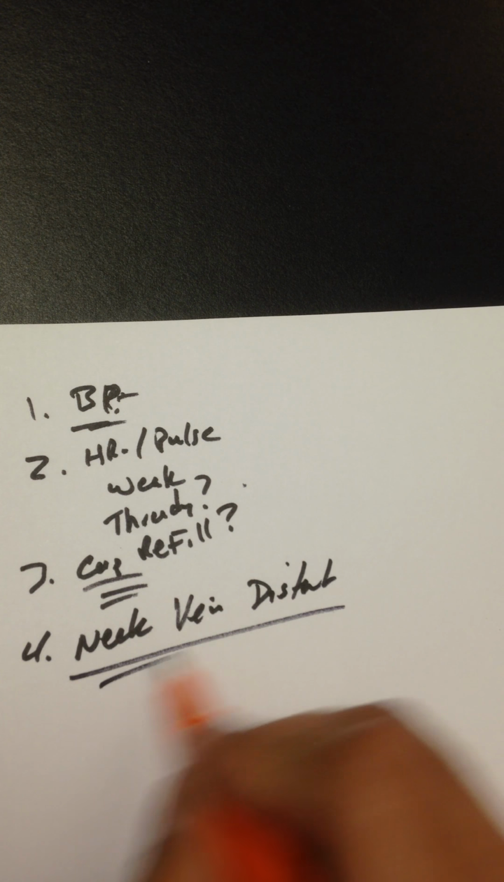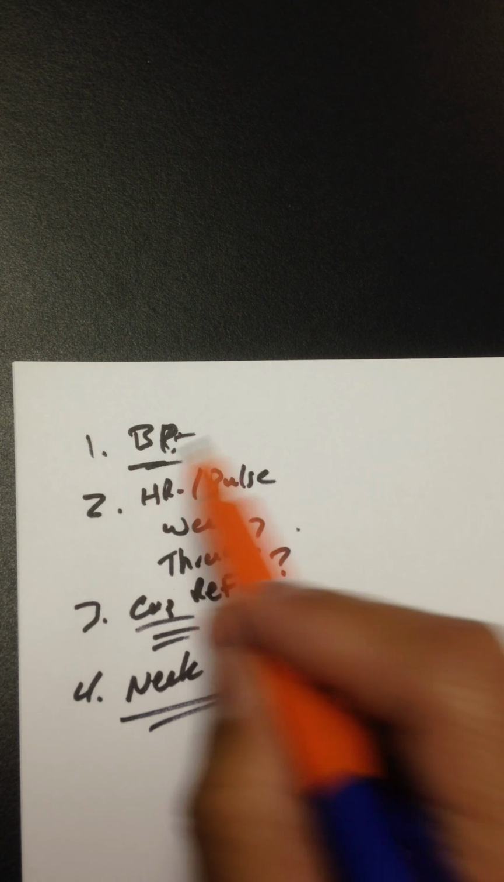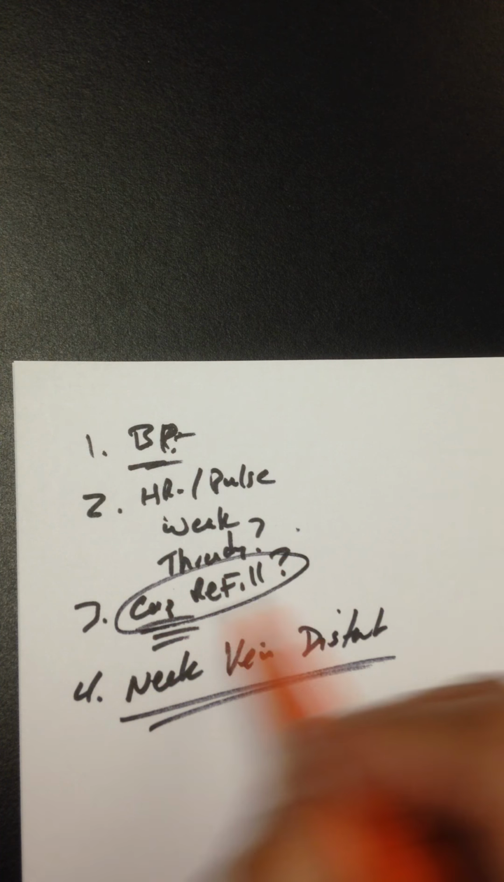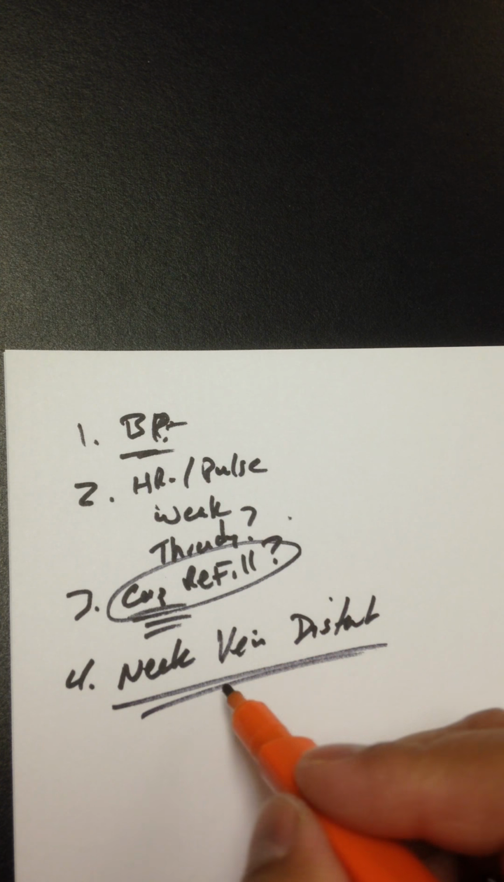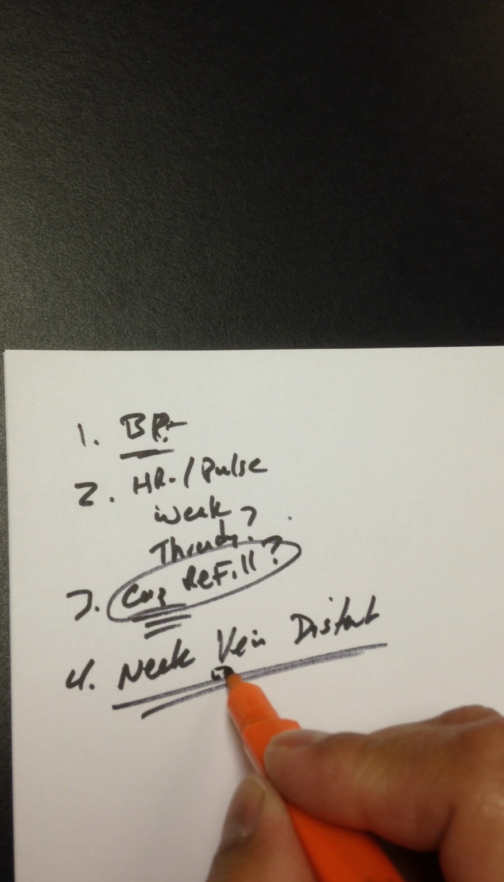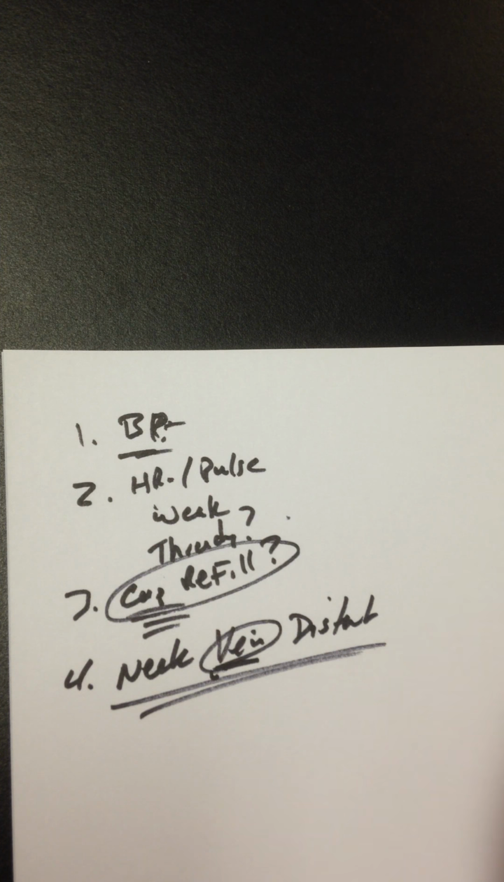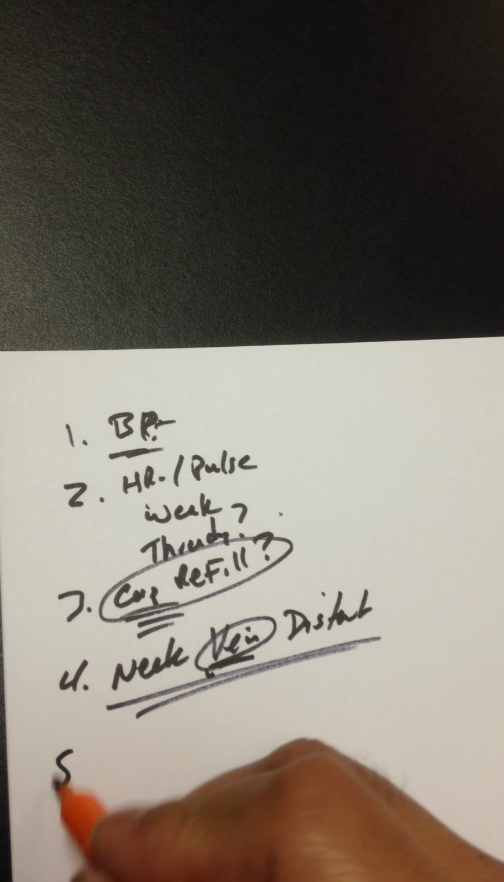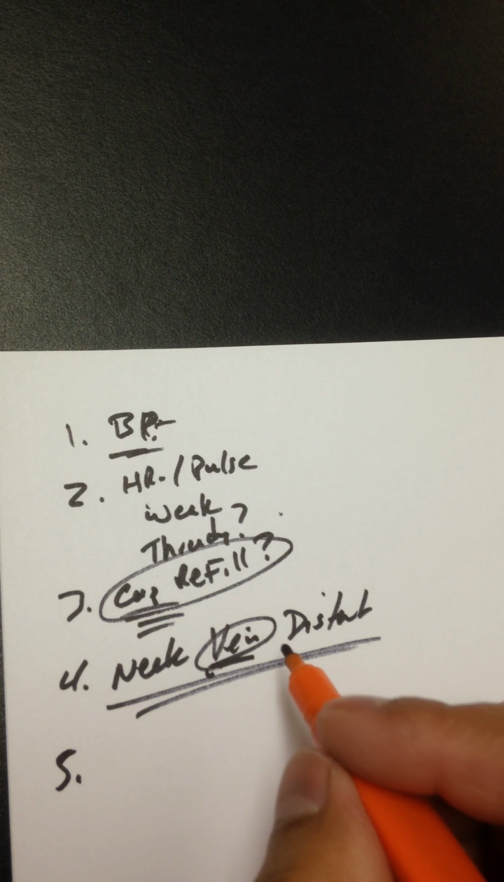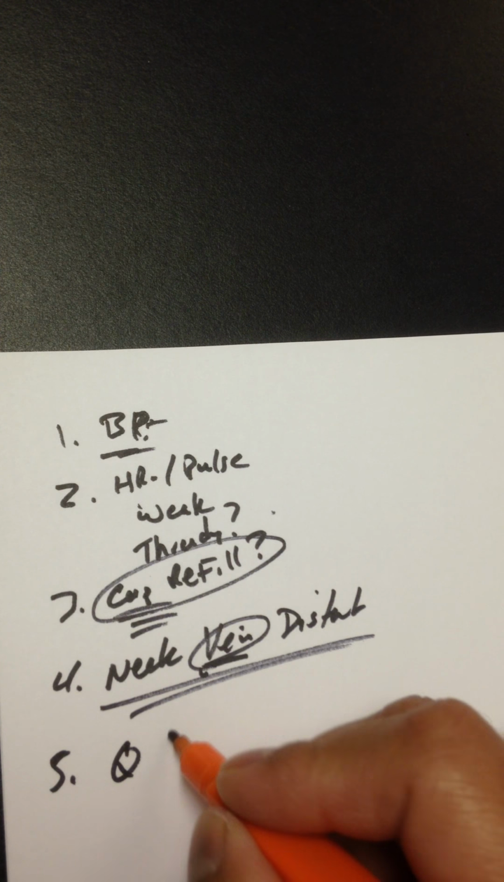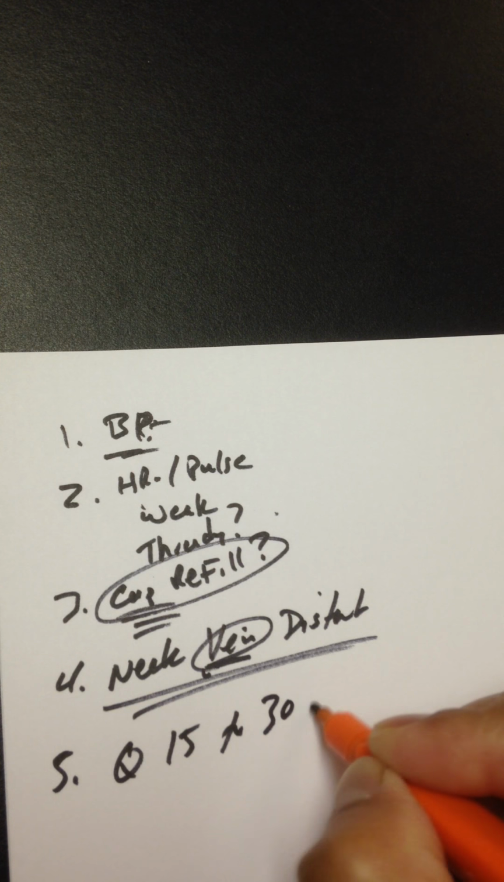Because again, if they have some type of neck vein distension, there's a change in their blood pressure, heart rate, capillary refill, this may indicate that maybe some type of vein ruptured. So again, you always want to monitor your vital signs. You want to do this about every 15 to 30 minutes.